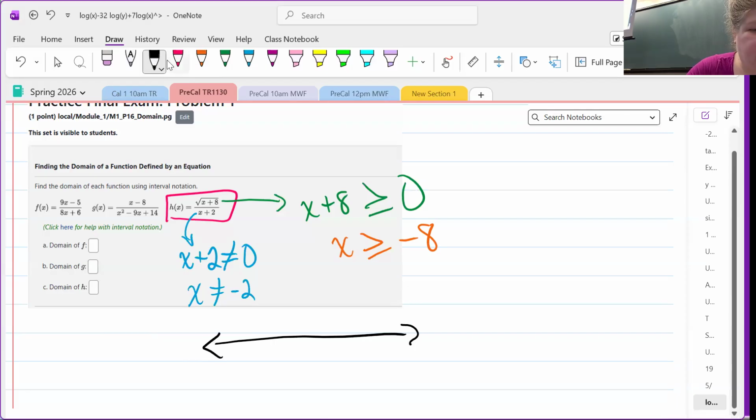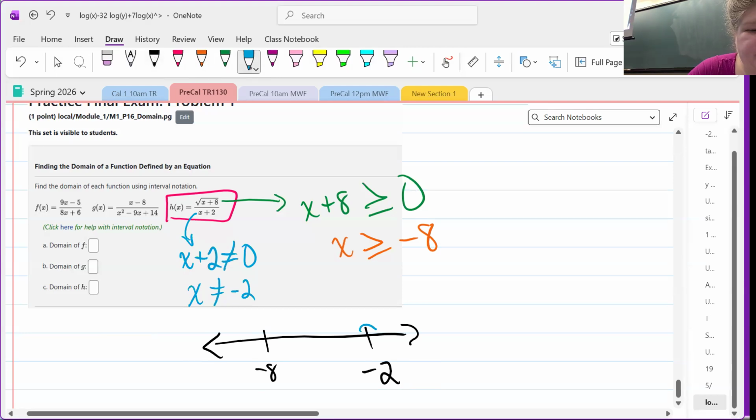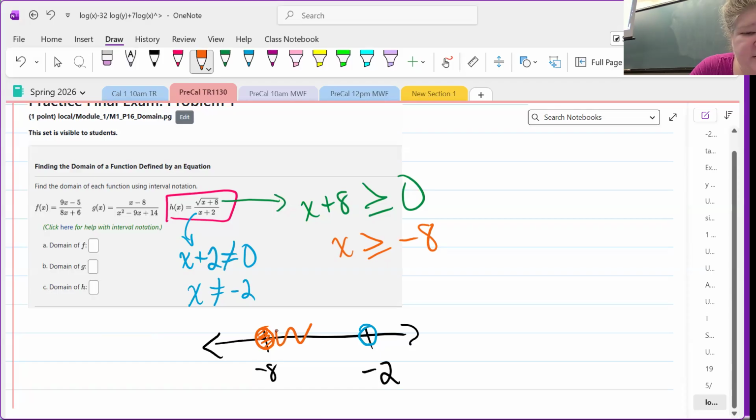So I'm going to jot down my number line. Negative 8 to the left, negative 2 to the right. So x is not allowed to be negative 2. Negative 2 gets an open circle, and everything else would be true. Our x is greater than or equal to negative 8. So at negative 8, I'm allowed to equal it, so I'll fill it in. And then x is greater than that. So that's everything to the right, all the way up to the infinity.